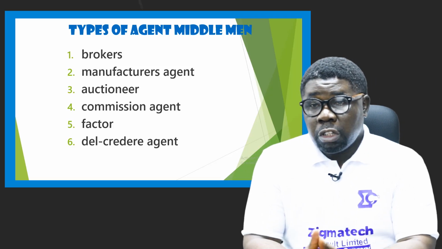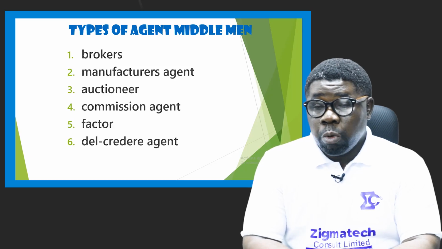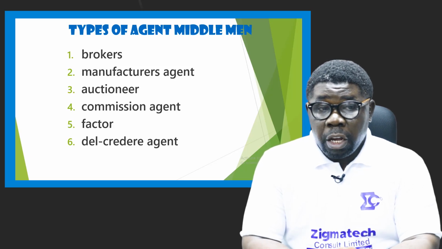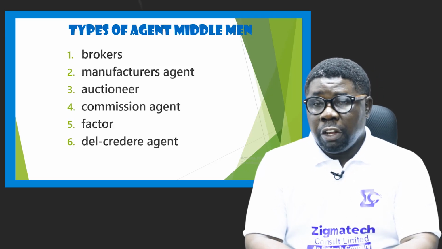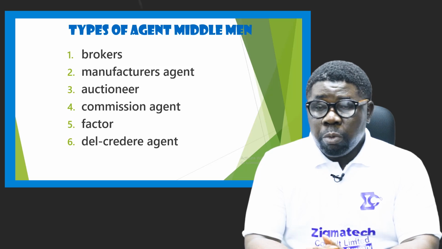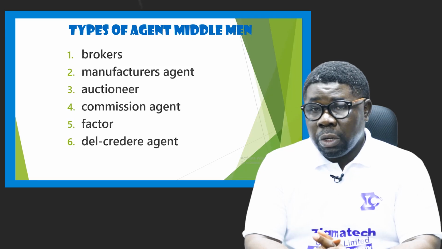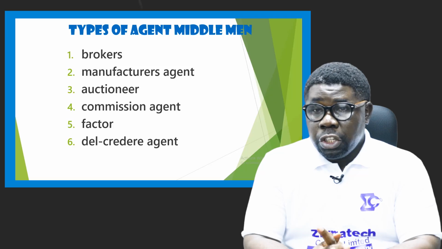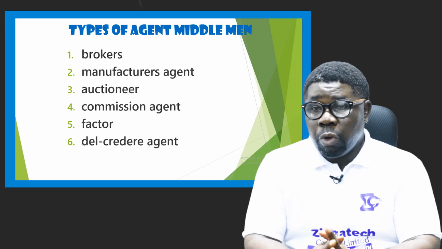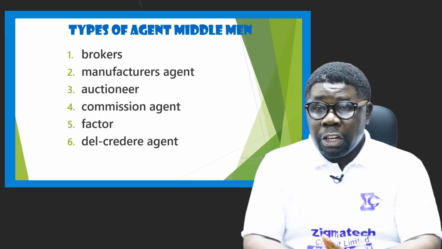So yes, we have talked about the meaning of agent middlemen, and I said one of the examples is brokers. Stockbrokers broker a deal between the owners of stock and those who want to buy stock. With that, they are paid a commission. So that's an example of agent middlemen. Then manufacturers also have depots where they have representatives who act on their behalf to ensure that sales take place.